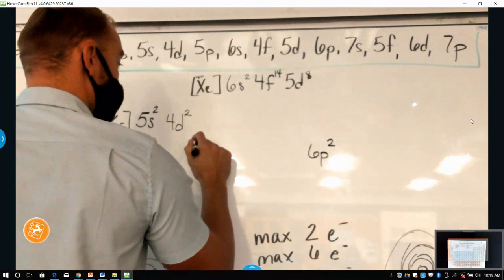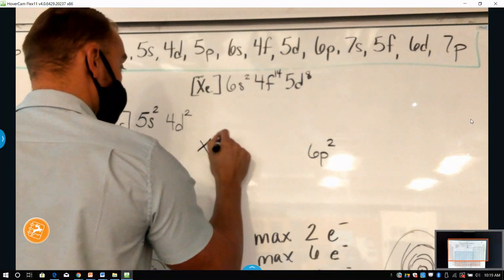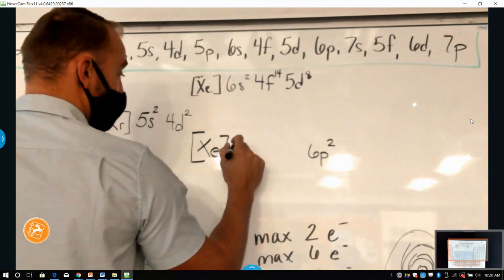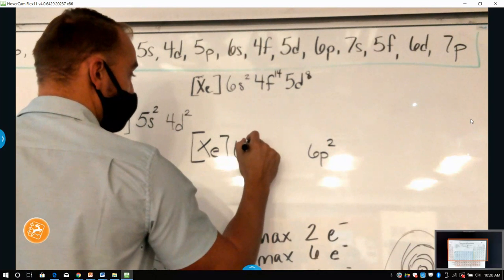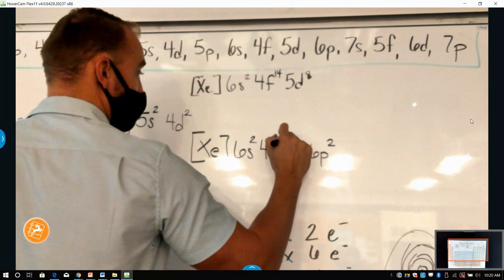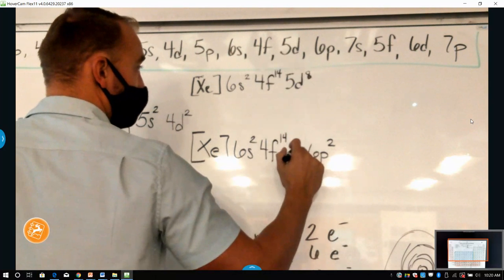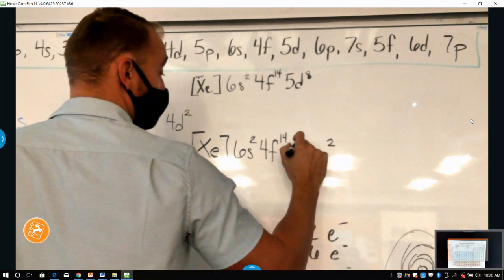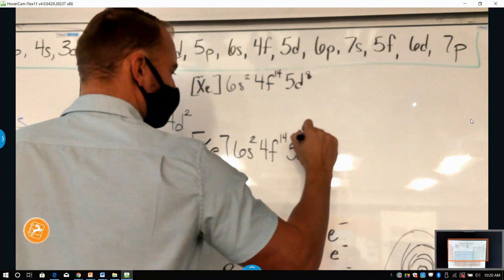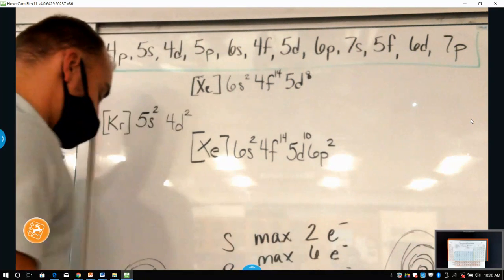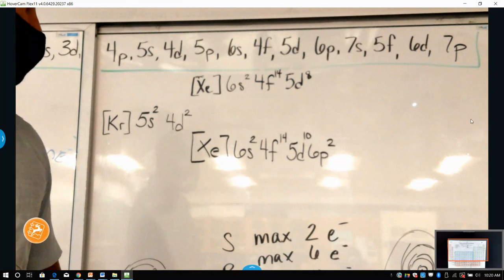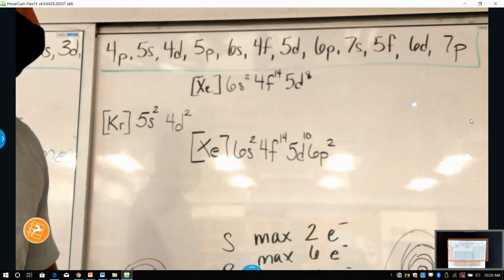Okay, so how many does the s block get? 2. The f block, 14. The d block can fit a maximum of how many? 10. Okay. So this would be the configuration for lead.